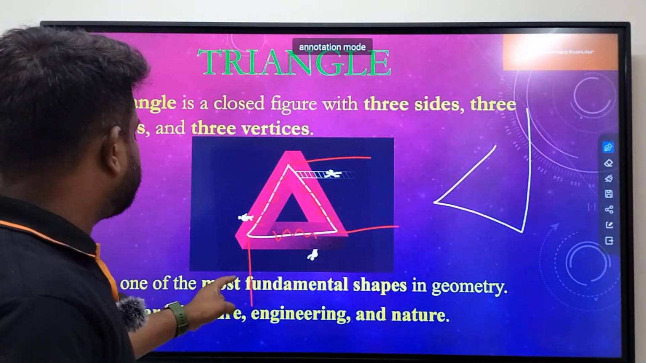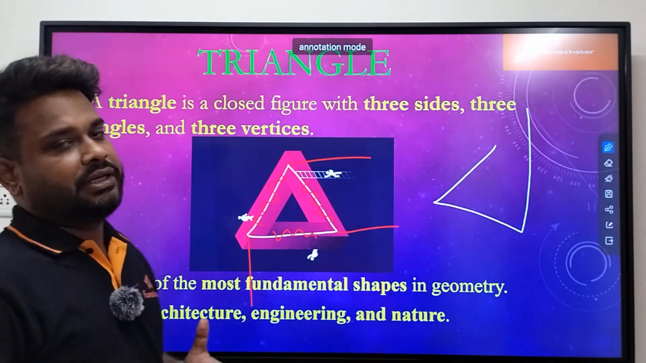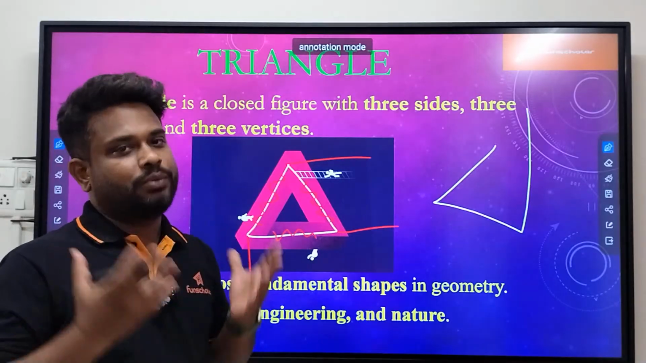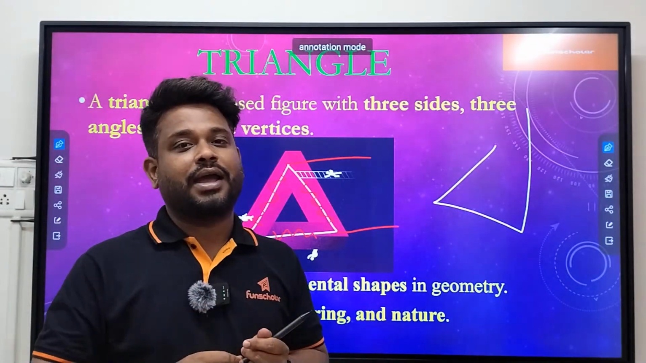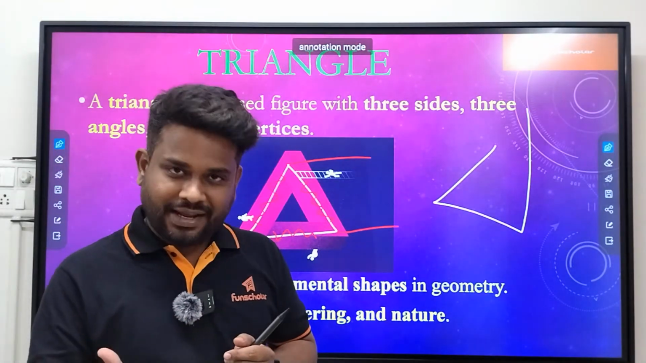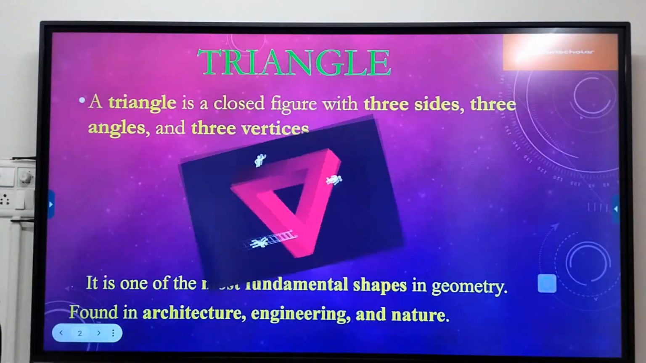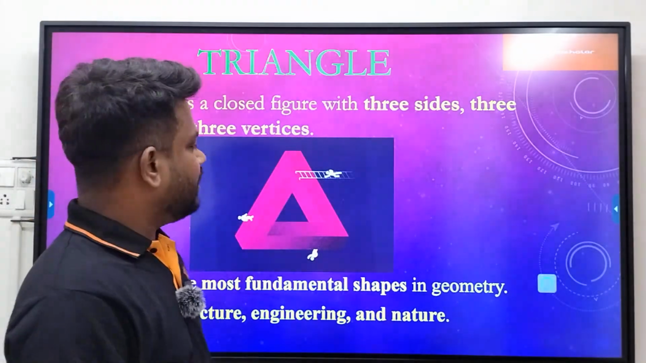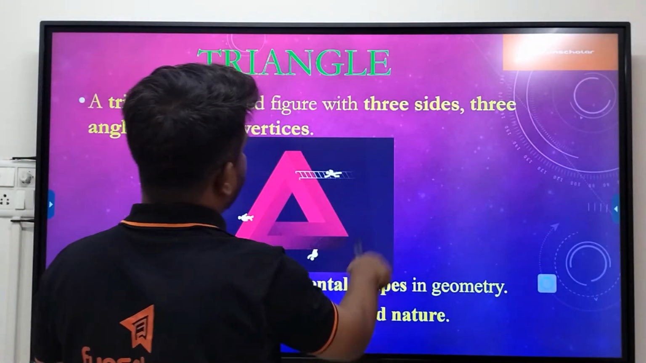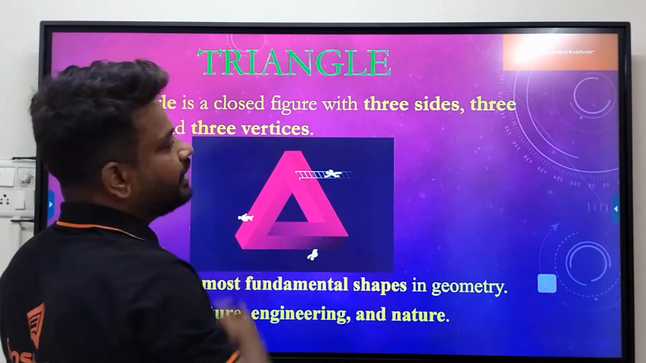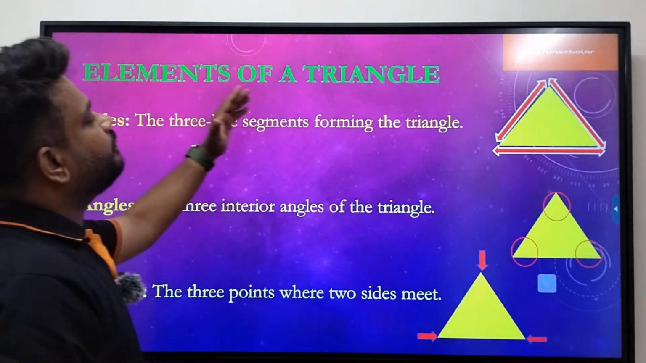Now it is one of the most fundamental shapes in geometry, found in architecture, engineering and nature. Obviously in nature there are so many examples, and talking about triangle, which example comes to your mind? That will be maybe samosa, right? So let's go further and think about what triangles are. And this figure is rotating. So if I rotate a triangle, it will form again a triangle, right? So let's go further to the elements of a triangle.